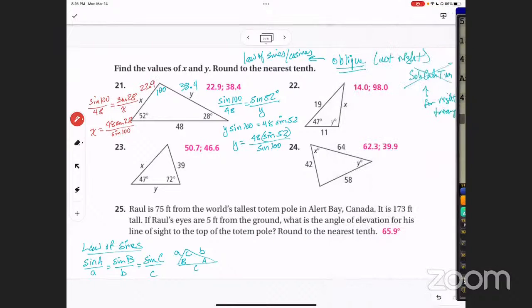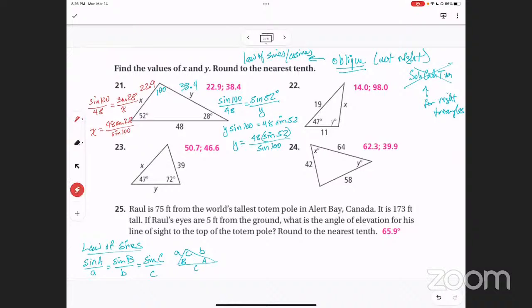Now, does that look roughly correct to you? Yeah. Why? Because the biggest angle is 100 degrees, and it's across from the biggest side. That's why. The medium angle is across from the medium side. The smallest angle is across from the smallest side. That's how these things work. Okay. So let's try number 24 and see if we can do that one now.